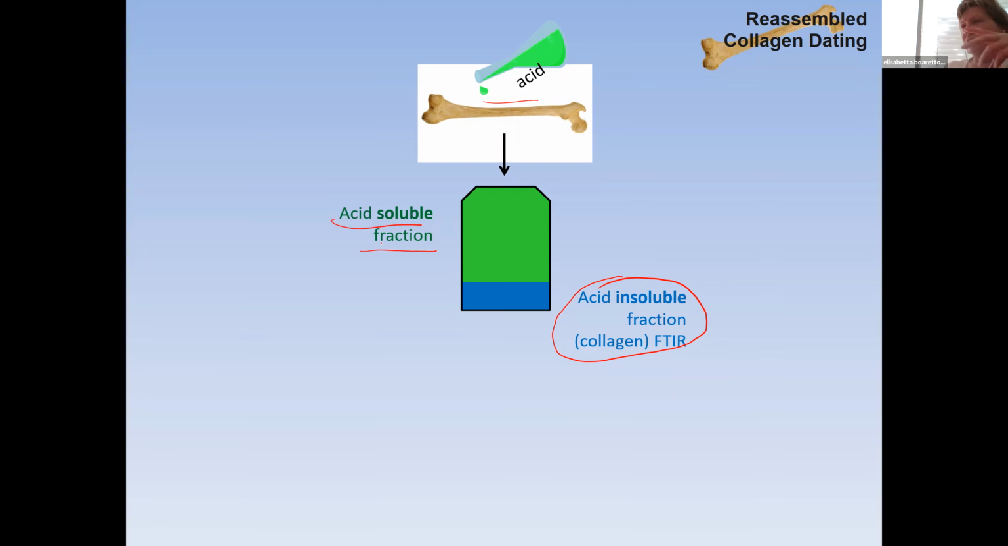Because together with that, you may have contaminants and other particles, so you discard this part. And if you have the insoluble, which is your collagen, then you can use it for C14. You can check the percentage of carbon, the CN ratio, FTIR, and amino acid analysis in order to certify that your collagen is indeed pure.